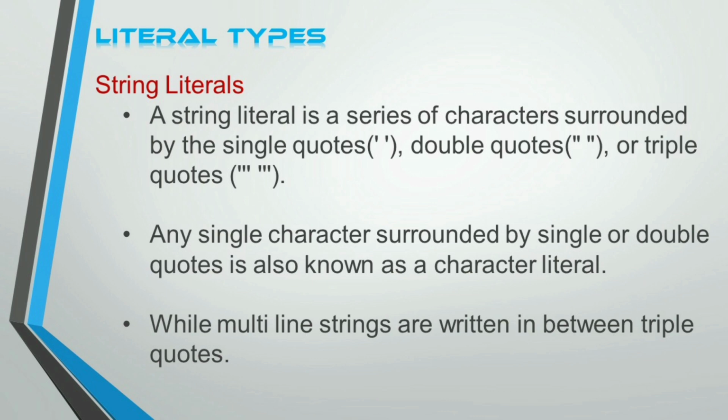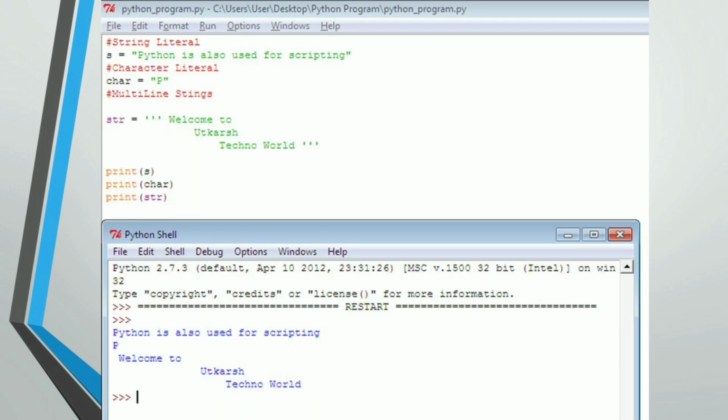Next literal is string literals. A string literal is a series of characters surrounded by single quotes, double quotes, or triple quotes. Any single character surrounded by single or double quotes is also known as a character literal, while multi-line strings are written in between triple quotes. You can see in the Python IDE. First one is a string literal, s equal to 'Python is also used for scripting'. Second one is a character literal, char equal to 'p'. And third one is a multi-line string, str equal to triple quotes, welcome to Utkarsh Technoworld, triple quotes.